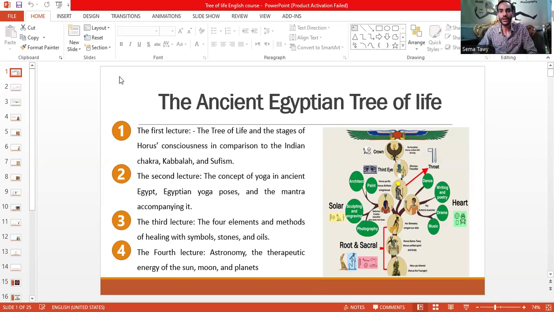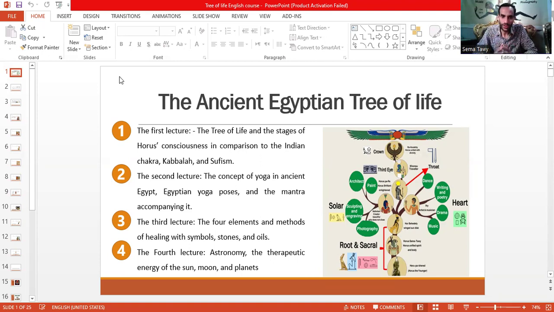The ancient Egyptian tree of life, it's a small course, but deep knowledge, a lot of symbols, a lot of names in ancient Egypt. If we understand deeply these names and symbols and the mystical meanings inside each name and each symbol, we will reach to understand the idea of the Egyptian mind and the style of life in ancient Egypt.